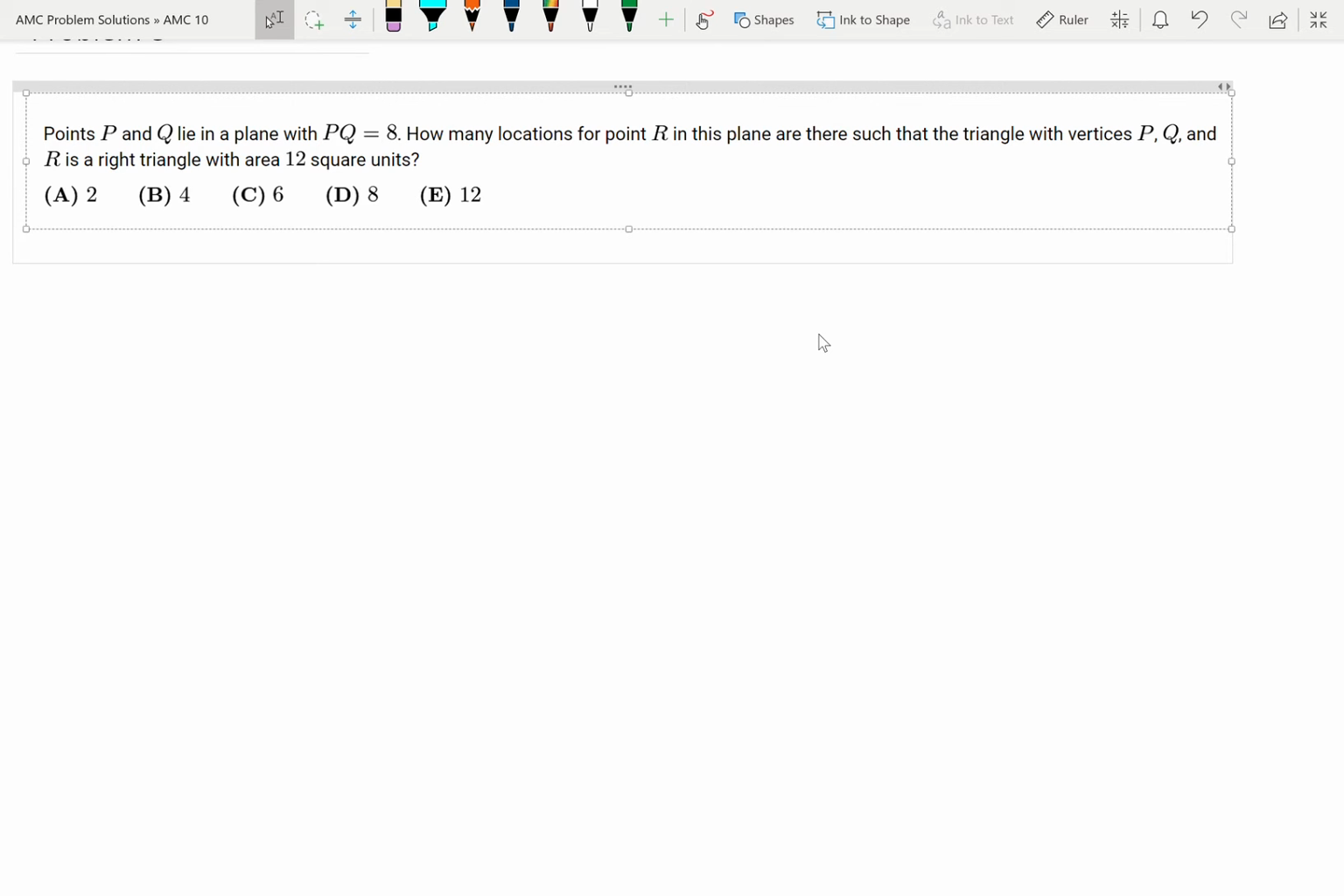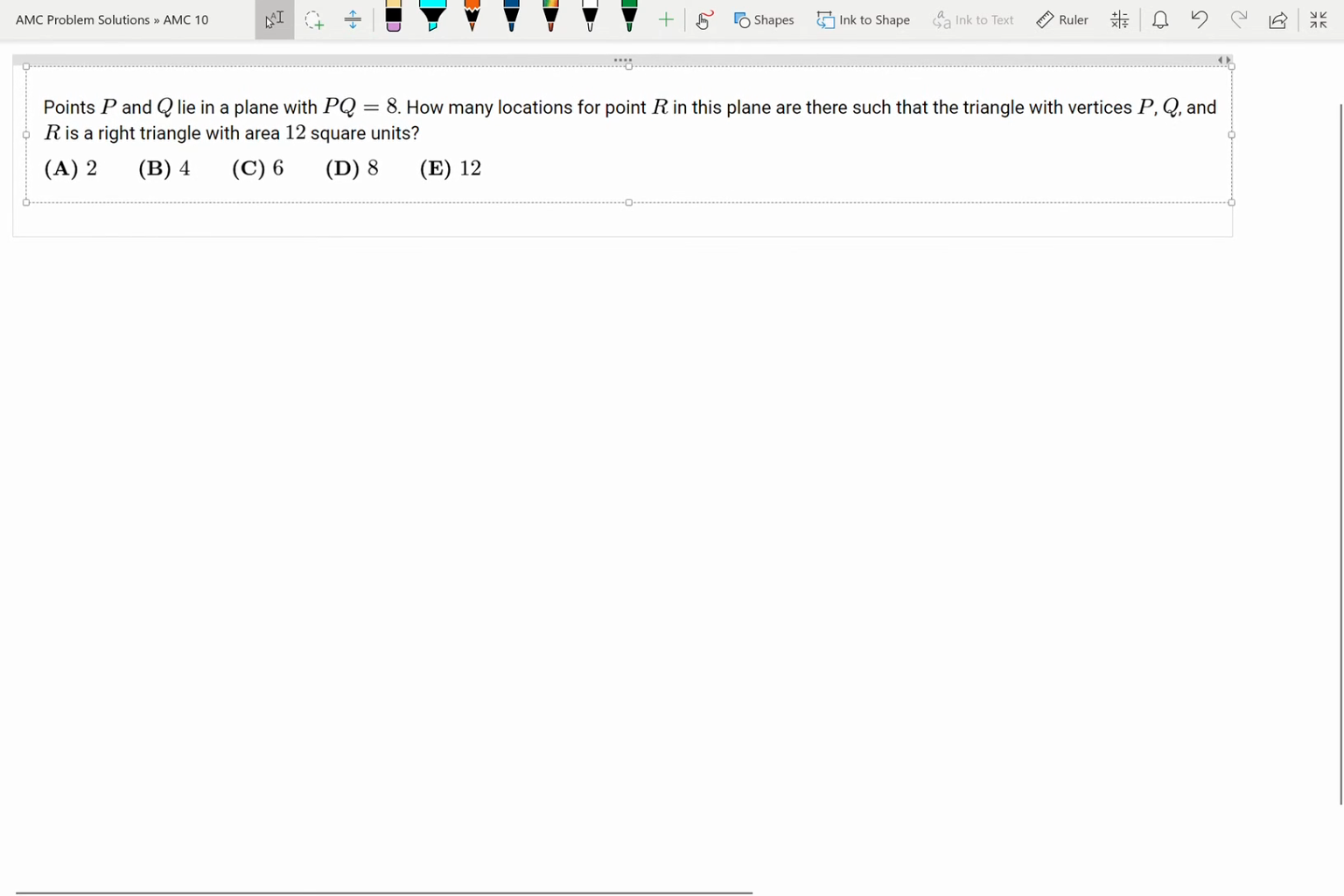Points P and Q lie in a plane with PQ equals 8. How many locations for point R in this plane are such that the triangle with vertices P, Q, and R is a right triangle with area 12 square units?